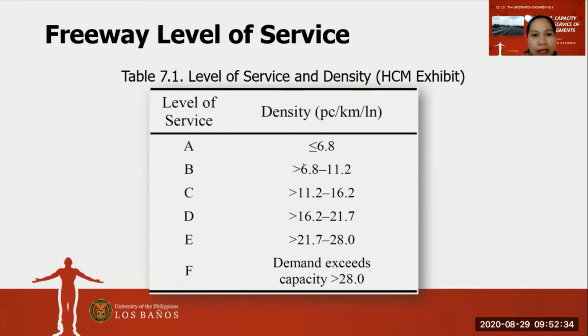You can also use this table 7.1 in determining the level of service of a freeway. If you have already calculated the density, then you can just look at this table, and wherever the calculated density falls within the range, that's the corresponding level of service of the freeway. For example, if you have calculated a density equal to 10 passenger cars per kilometer per lane, it's under this range, which means that the freeway has a level of service B.